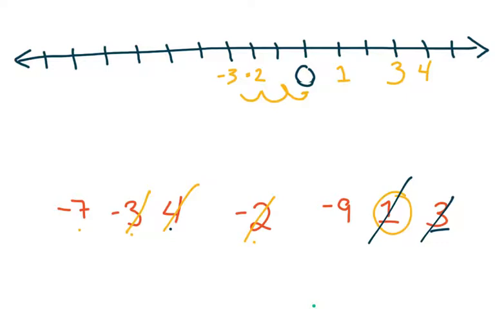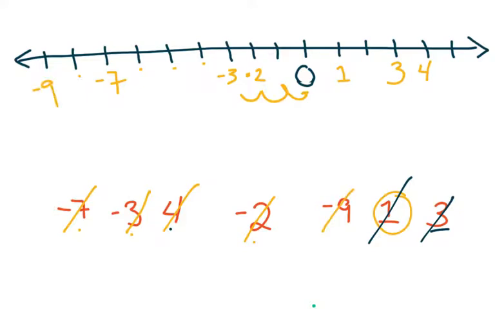Then I would have -4, -5, -6, -7. So I'm counting, even if I don't have those numbers in my list, I'm just counting their spaces on the number line. -8, -9. That is all of my integers put on a number line.